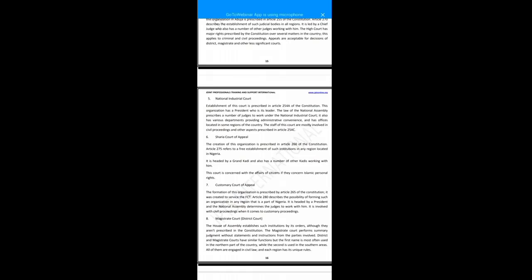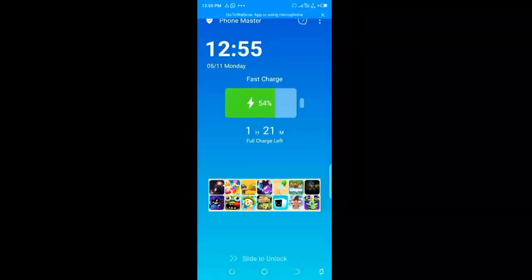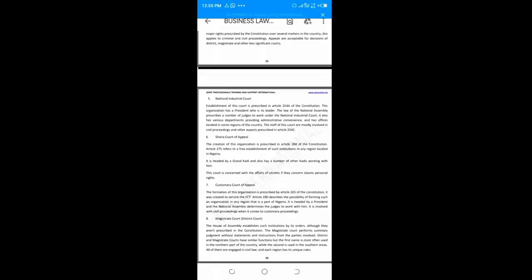The magistrate courts aren't prescribed in the Constitution. The magistrate court performs summary judgment without statements and instructions from the parties involved. The district and magistrate courts have similar functions, but the first name is most often used in the northern part of the country, while the second is used in the southern areas. All of them are engaged in civil law, and each region has its unique rules.